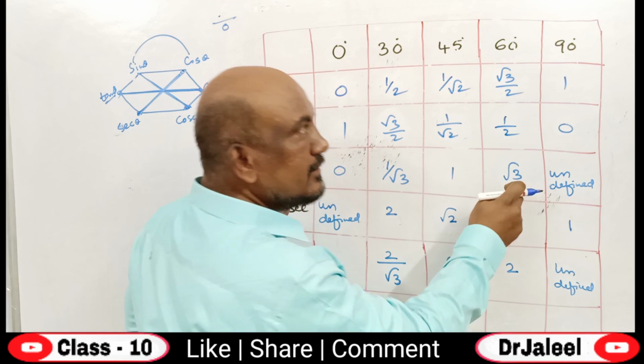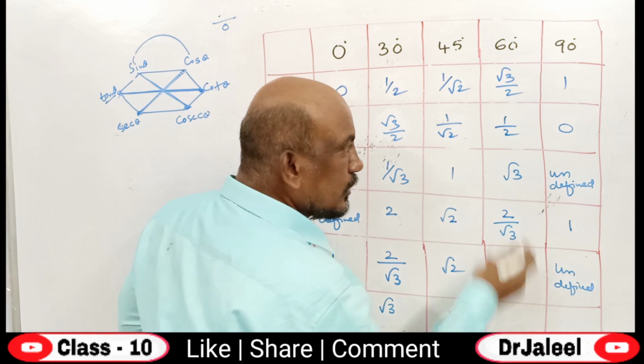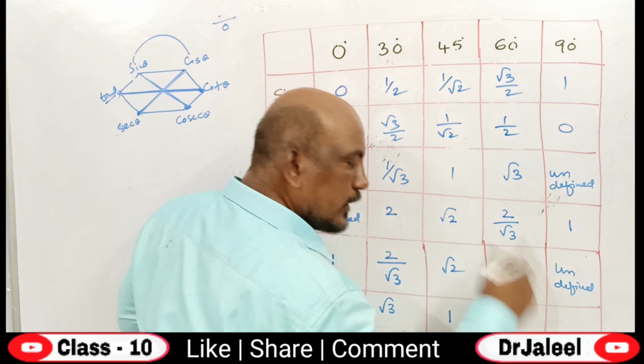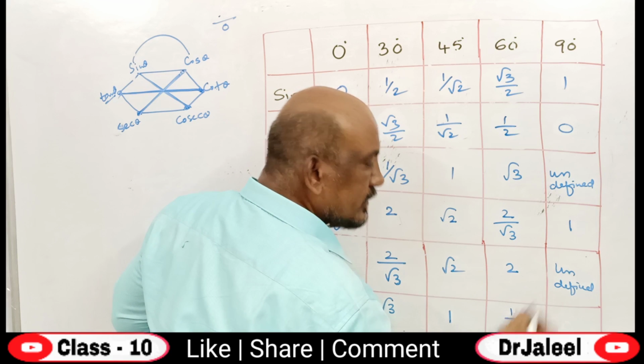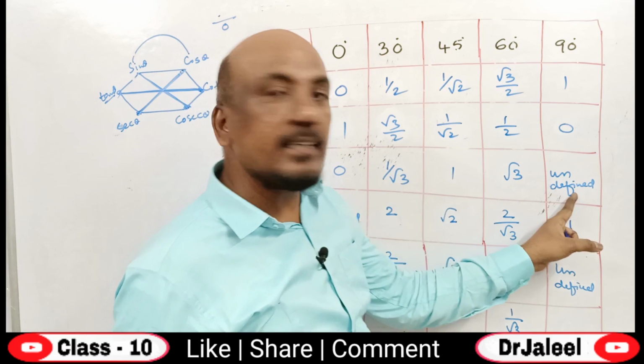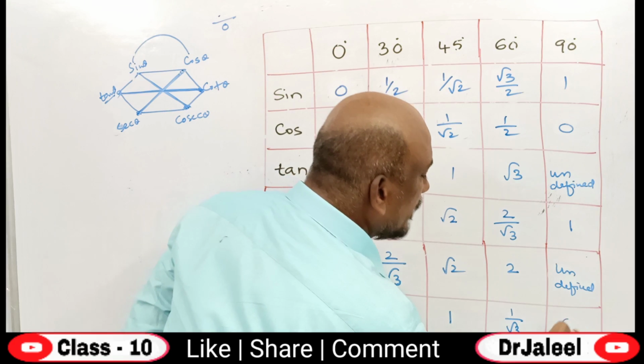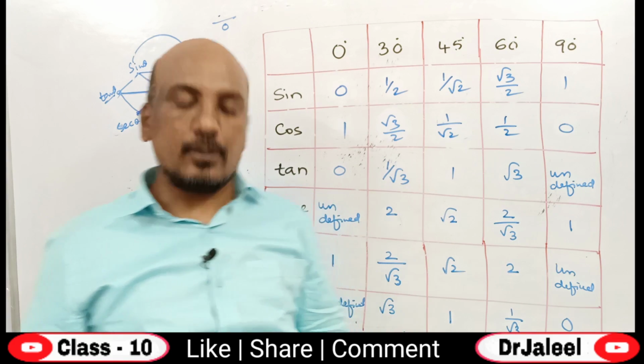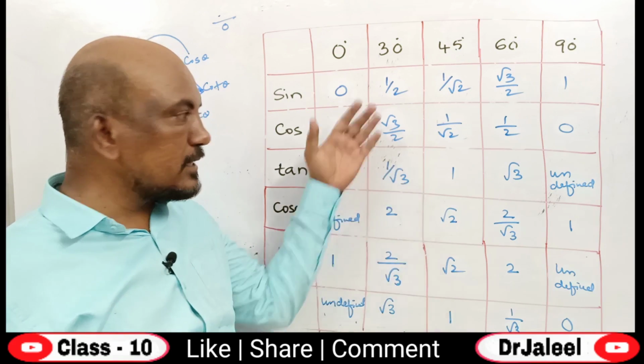Tan 60 is root 3. And this is root 3 means root 3 by 1. So it's going to be 1 by root 3. And tan 90 is undefined. What is the multiplicative inverse of undefined? It is 0. So hope you have understood this, children.